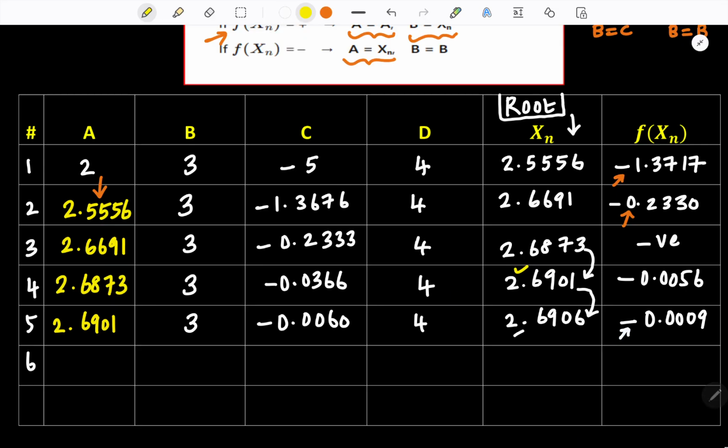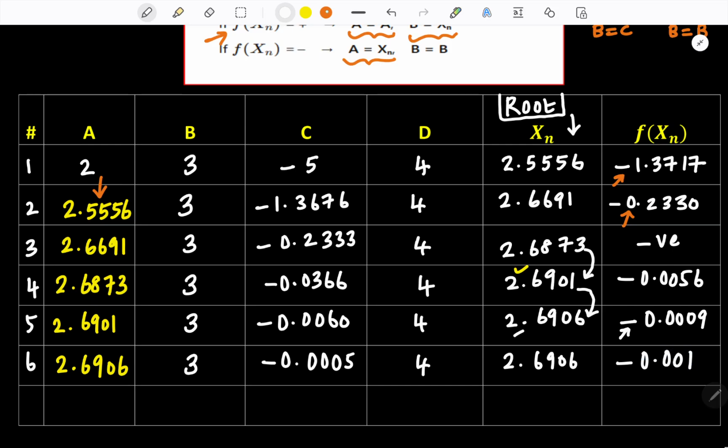Now again it's negative, so you take this value as your A. Let me take this value, 2.6906, and then press equal. You will get B, question mark 3. Press equal again in the calculator. Negative 0.0005. Press equal again, 4. 2.6906. Press equal again in the calculator.